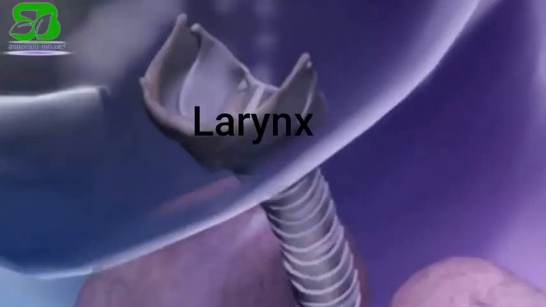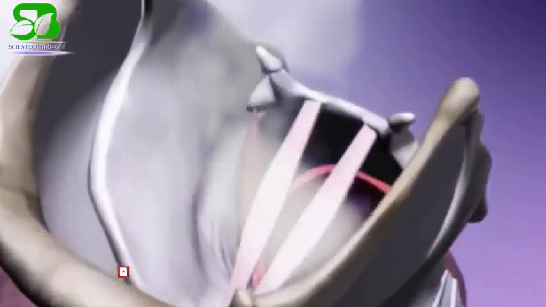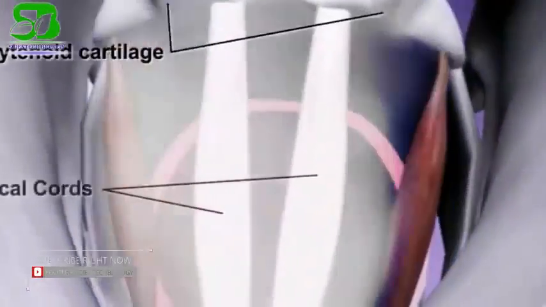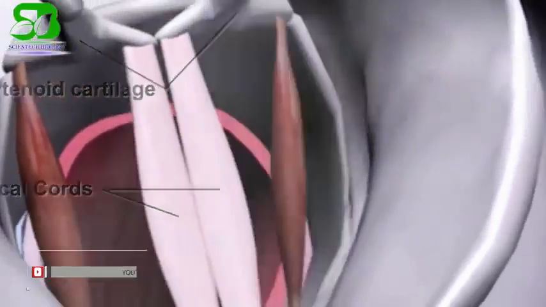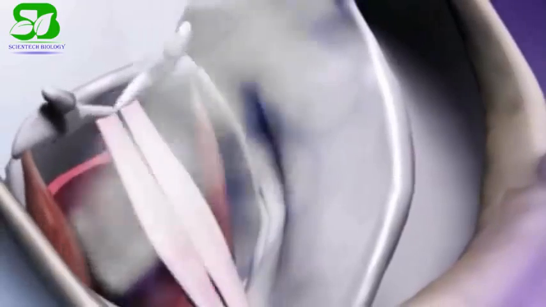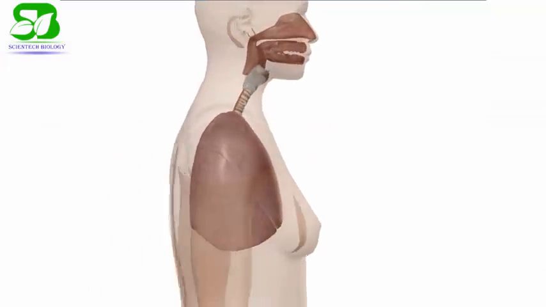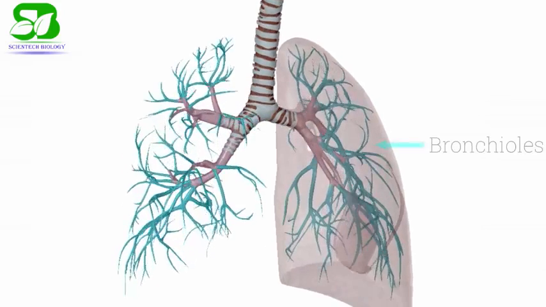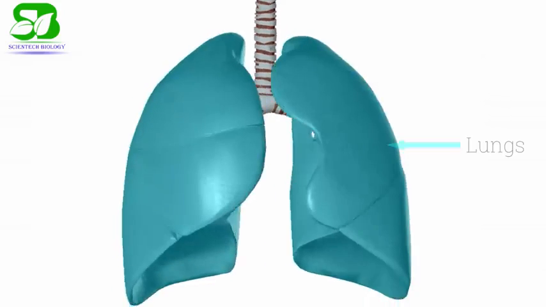The larynx is an organ of complex structure that serves a dual function, as an air canal to the lung and as the organ of phonation. The skeletal framework of the larynx consists of cartilages connected by membranes. The lower respiratory system consists of the trachea, bronchi, bronchioles and lungs.